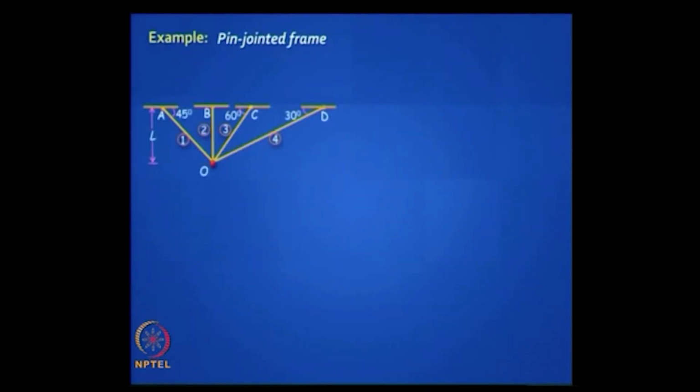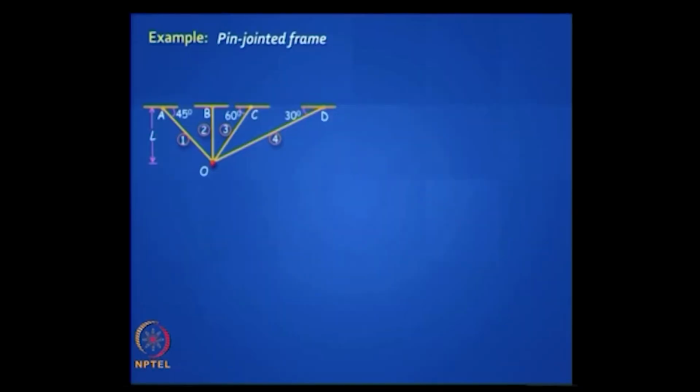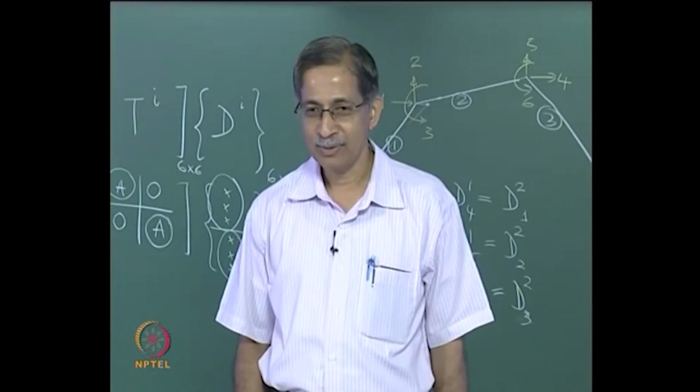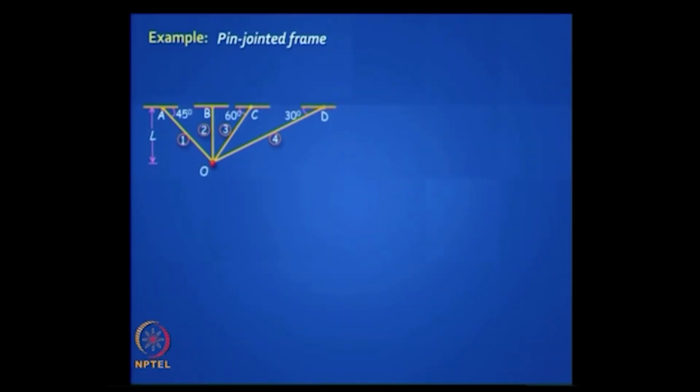Let us give an example. Okay, this is a pin jointed truss, pin jointed frame. How many active degrees of freedom do you think there are? It's a plane truss. 3. It's a truss. 2 sir. Where can you apply loads? Only at O. A, B, C, D are all supports. So 2 active degrees of freedom.